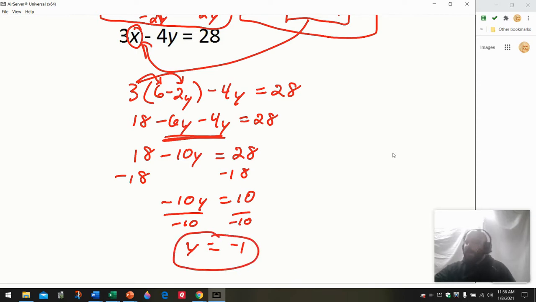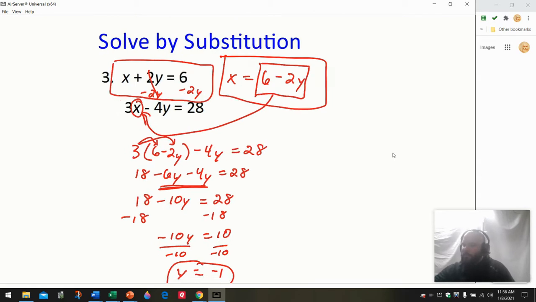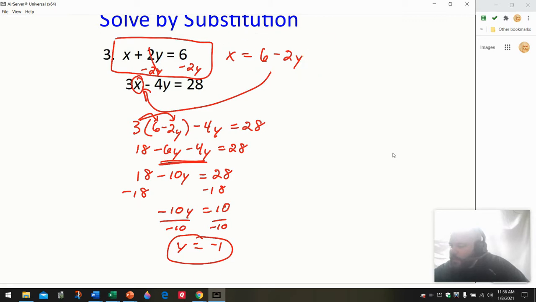Now remember, you're getting an ordered pair. That ordered pair is x, y. So we've got the y, now we need to get the x. Now the question becomes, where do I substitute that y back into? Because we might not know. All the other ones we've substituted the x in.